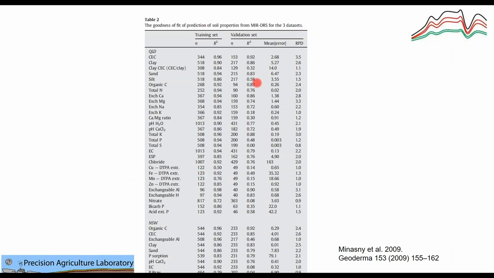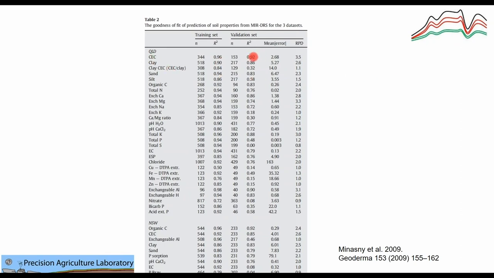Here we have a table of the different performance of middle infrared diffuse reflectance spectroscopy on different compounds. So we know that we can predict, and I'm going to ask you to look in this part of the table. The training set is one thing, but you always need to look for the validation set. So a model will perform good or bad based on its performance in the validation set. Okay, so we have, for example, clay. We can predict relatively accurately with a 0.86 R squared.